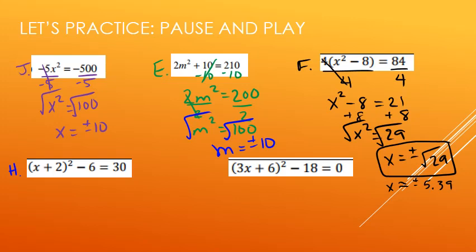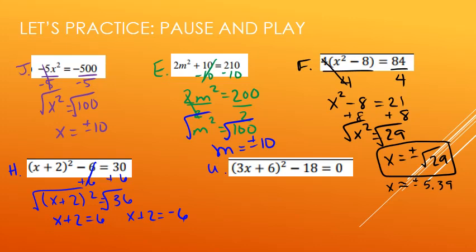All right, now we're going to call this one H and U. Okay, so we're going to add 6 to both sides. We'll have (x + 2)^2 is equal to 36. Now we can square root both sides. So x + 2 is positive 6, and x + 2 is also negative 6. Remember, I square rooted, so I have to assume positive and negative. So my answers are x equals 4, and let's see, if I subtract 2, x equals negative 8.